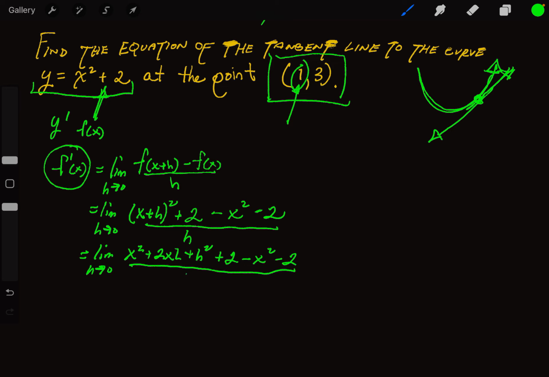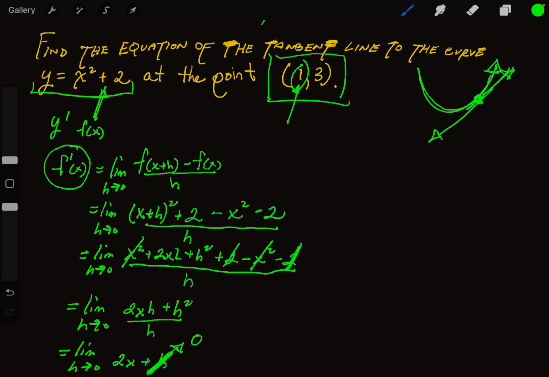And what we see here is that this x squared cancels with this x squared, this 2 cancels with this 2, and I'm just going to be left with the limit as h goes to 0 of 2xh plus h squared over h. I could factor out an h or cancel out the h. I'm going to be left with the limit as h goes to 0 of just 2x plus h. And this h is going to tend towards 0, and I'm just going to be left with 2x. So the derivative function is just 2x here.